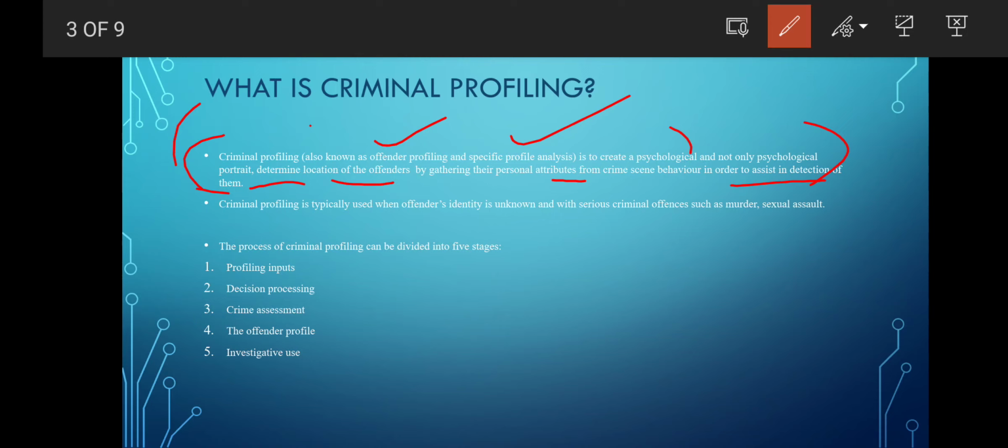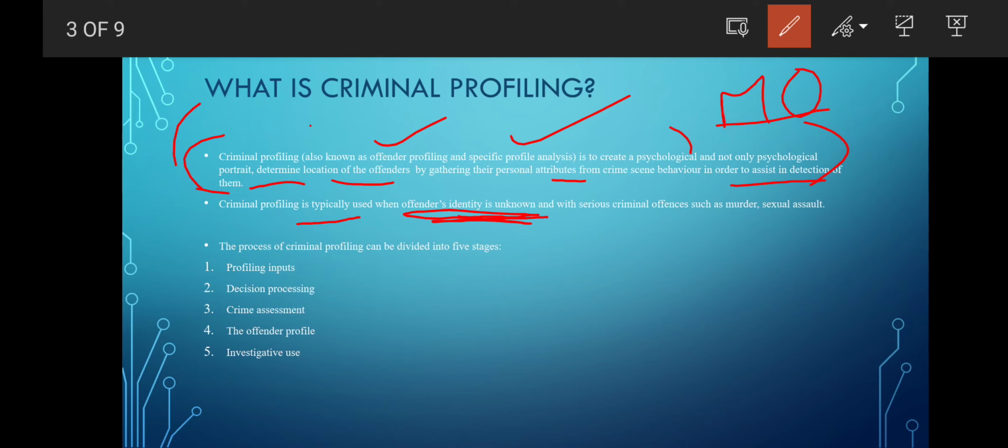Based on the psychological facts, we are doing a profiling, like how you do your Instagram profiling, or we can say Facebook profiling, right? You create your profile. Same way here we use psychology to do the profiling. Have you heard of MO, modus operandi, meaning how the offender has done a particular crime? Same way here, they study the profile of that criminal. So criminal profiling is typically used when the offender's identity is unknown.